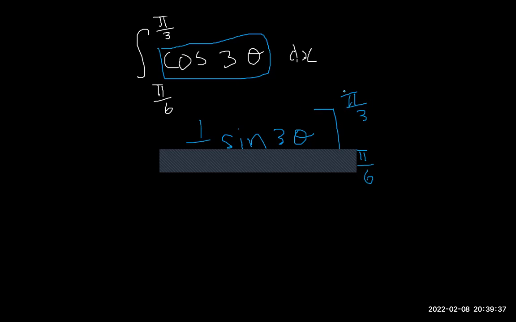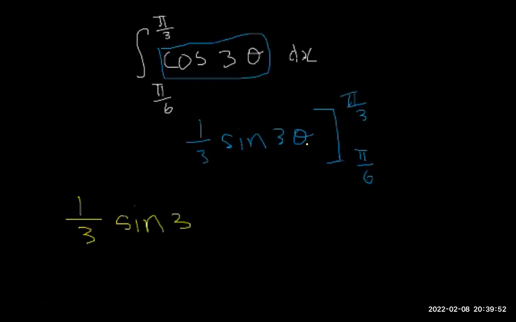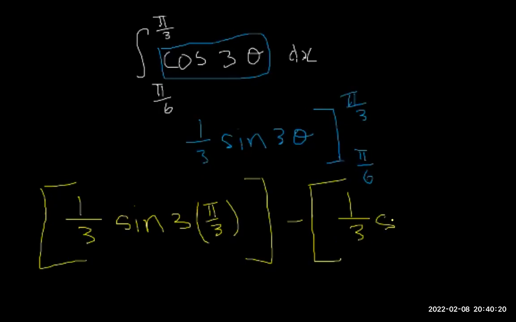All you're doing now is substituting the upper limit and the lower limit into this expression right here. That's all you're doing, subtracting. It's simple, right? So a third sine 3 theta, but instead of putting theta, I would replace it with my upper limit first, pi on 3. So that's my first bracket. If you compare this to the definite integration formula that I showed you, this would be considered f of b. Then f of a would be a third sine 3, and instead of theta, I'll replace it with the lower limit now, which is pi on 6.